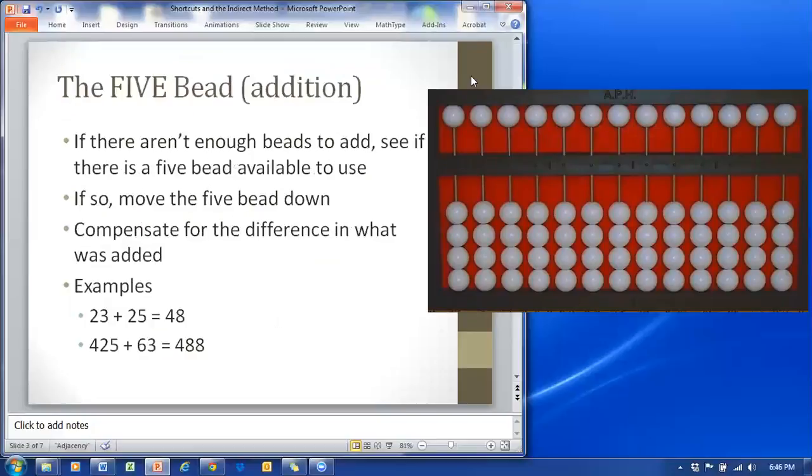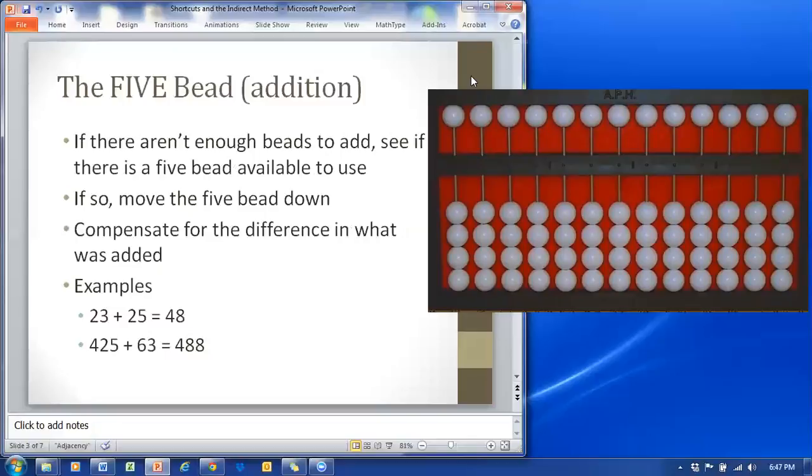Let's begin by looking at the FIVE bead in regards to addition. If we want to add some beads, but we don't have that many 1 beads to add, we're going to see if a 5 bead is available to be used. If so, we're going to go ahead and move that 5 bead down towards the counting bar to add it on and compensate for the difference in what was added. Let's look at 2 examples for this particular situation.